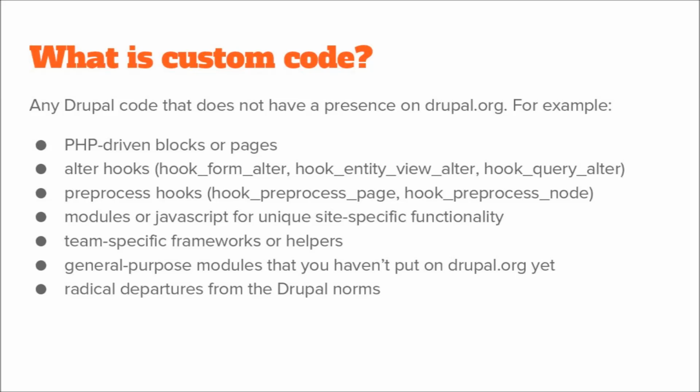If you use alter hooks, hook_form_alter is a very common use of custom code, or hook_http_alter, etc. Preprocess hooks for tweaking your theme a little bit, allowing your front-end developers to use certain classes. Any modules or JavaScript that's for site-specific functionality. So some just feature requests that really would not make sense on any other site, it's only for this site. Some agencies have team-specific frameworks or modules that they just expect to be installed on every project.